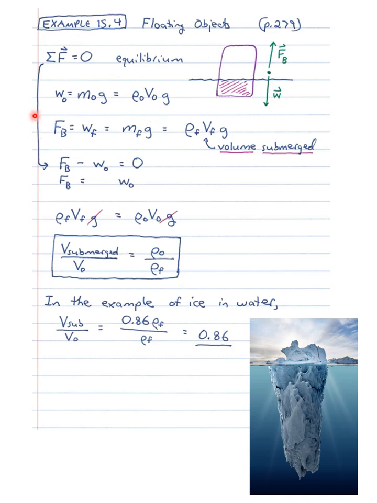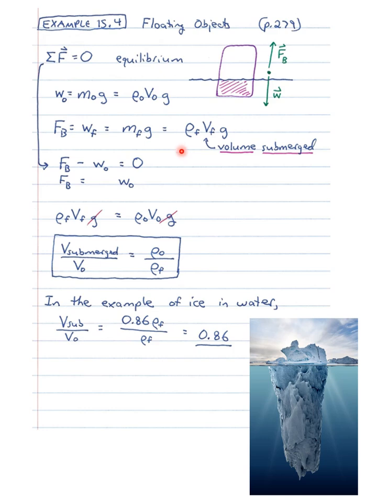Let's think about the buoyancy force. It is the weight of the fluid displaced. So there I have W sub F, which is the mass of the fluid displaced times g, which is equal to, mass is density times volume, so density of the fluid times volume of the fluid displaced times g.